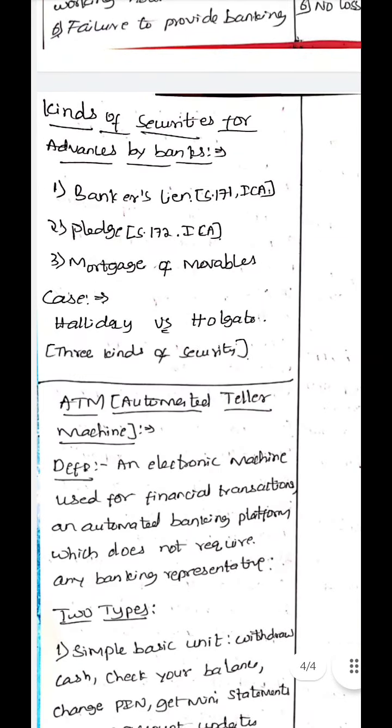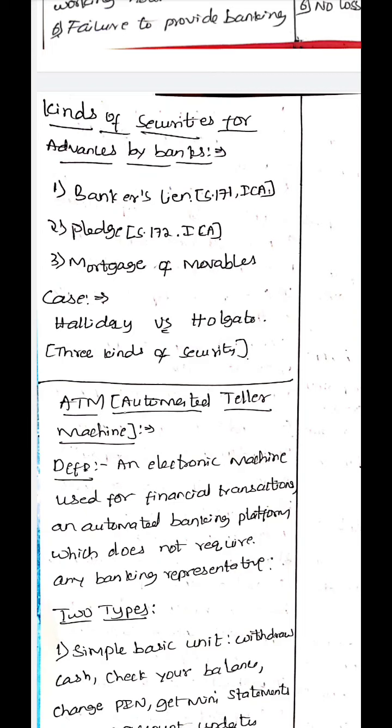The next important concept is kinds of securities for advances by banks. So there are three kinds of securities. One is banker's loan, the next is pledge, and the third is mortgage of movables. In a banker's loan, the security is given to the banker with only possession passed and the ownership is with the customer only. In a pledge also, only possession is passed and the ownership is with the pledgor only. But in a pledge, the pledgee has the right over the property and no one else can take that right from him. So no other creditor can take away that property from the pledgee, not even the government.